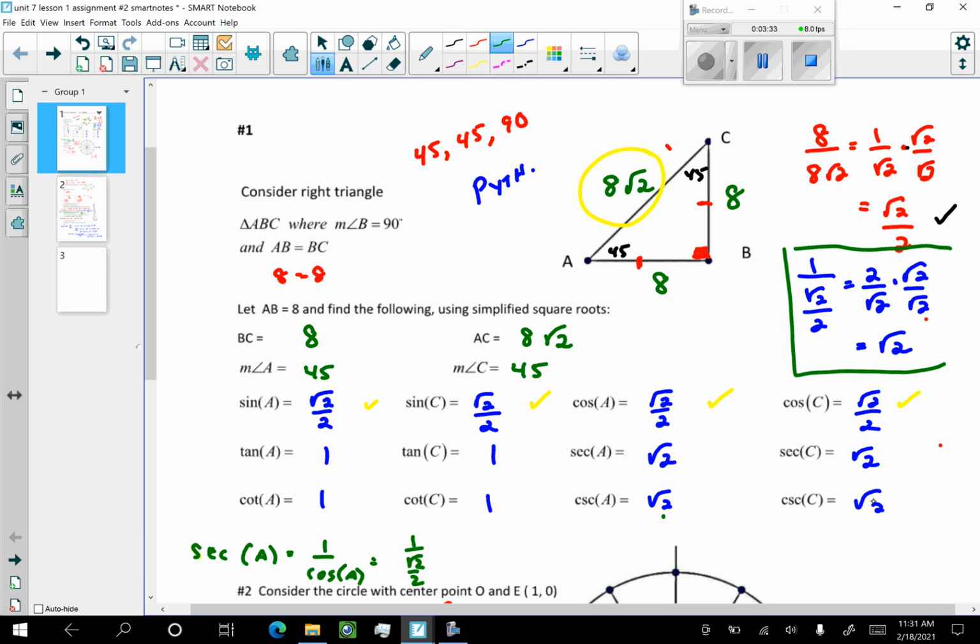All right? So you can write those answers down, think about how I got it. It's a simple matter of geometric definitions of the trig ratios and then simplifying some radicals. We definitely want to use simplified square roots.